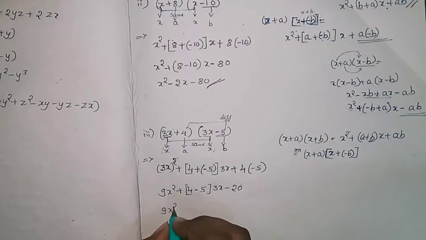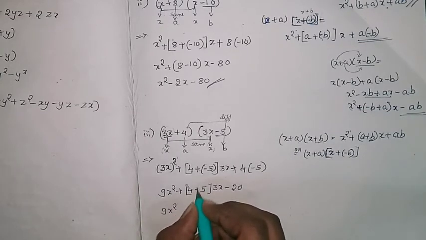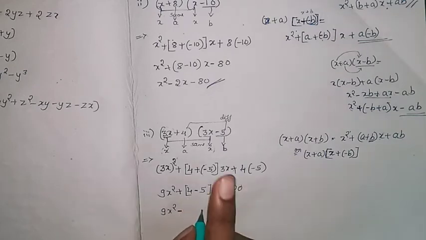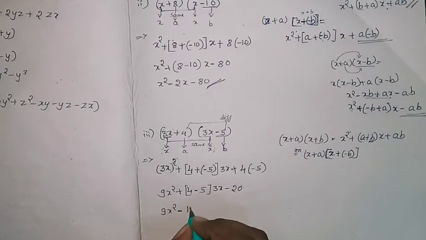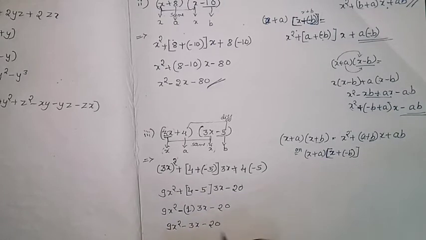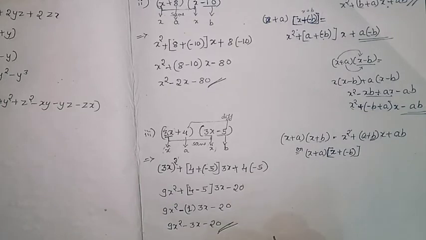Now 9x square, 4 minus 5, so 5 is the bigger number, so the sign we have to consider as the minus, and you have to subtract the terms. So 5 minus 4 is 1, so it is 1 into the bracket 3x minus 20, that means 3x is multiplied with 1, so 9x square minus of 3x minus 20, which is our answer. Let's move towards the fourth one.